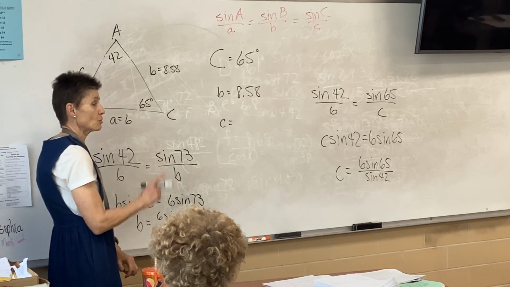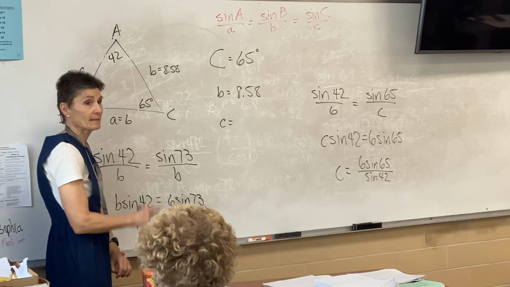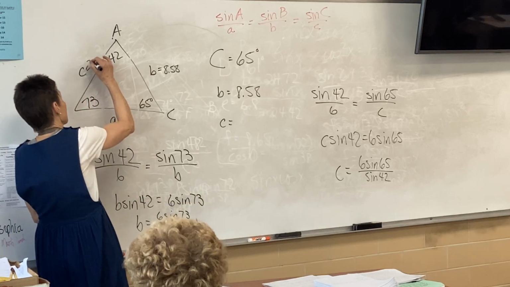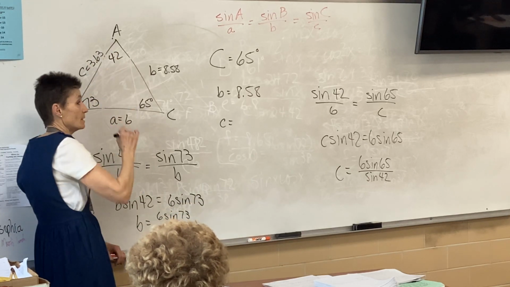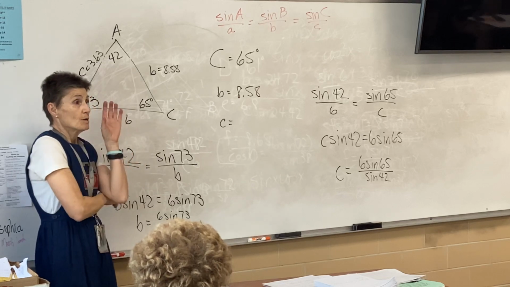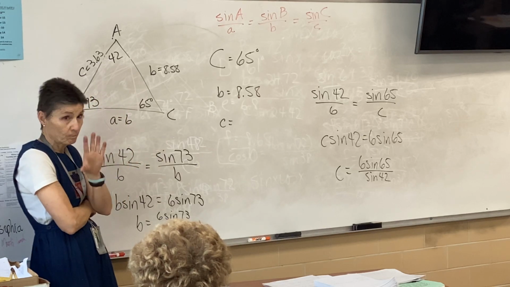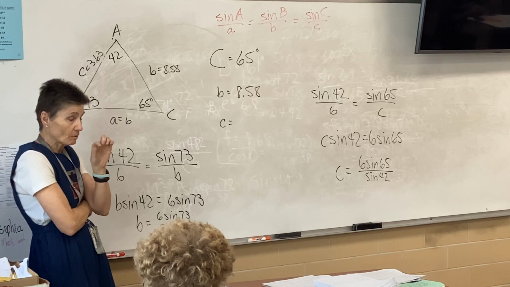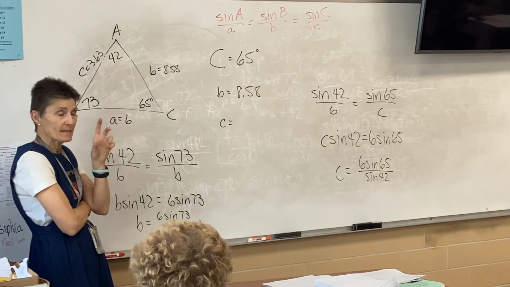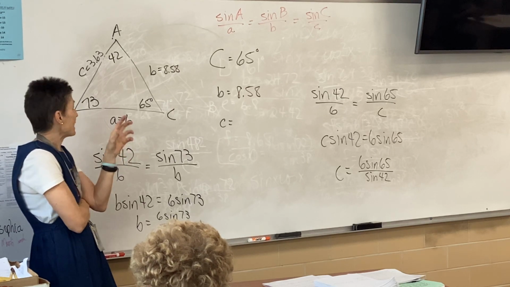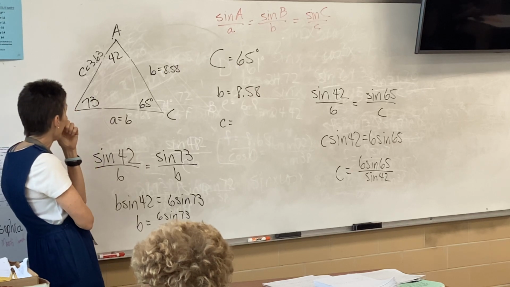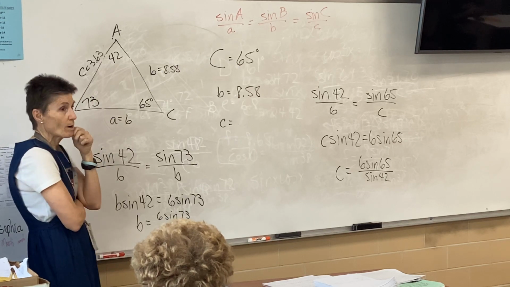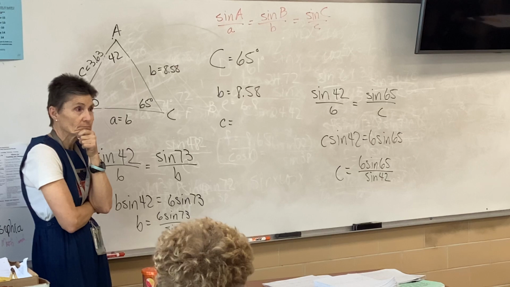Okay, let's talk about that. That's not what I got, and let's talk about that. He said he got 3.63. Now, you can tell, hopefully, yourselves by looking at this that that answer can't be right. Can anybody explain to me why that side of the triangle can't be 3?